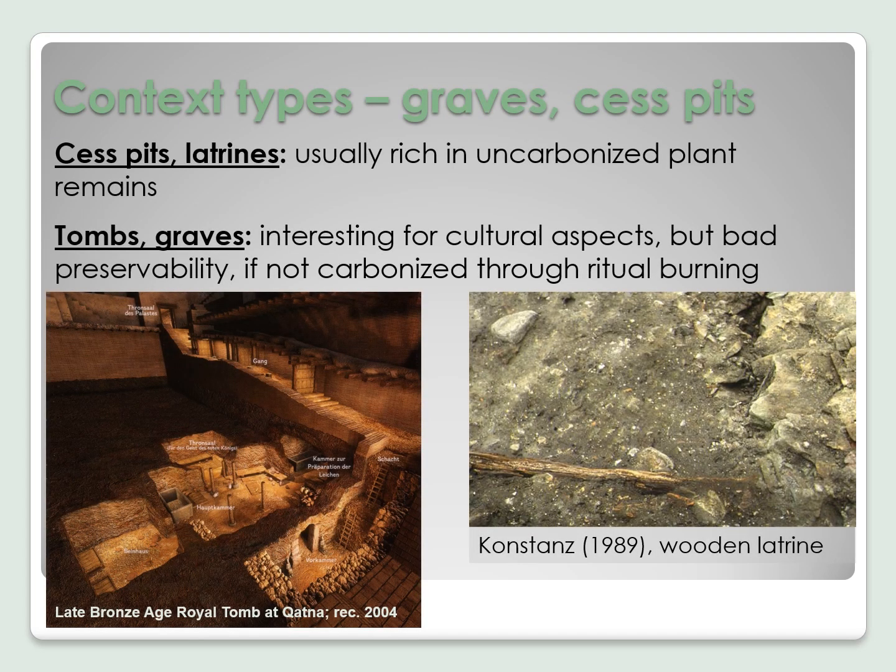Other more rare contexts are cesspits and latrines. If the water table did not considerably change throughout time, they can be very rich in uncarbonized plant remains and provide a nice information basis on what people were eating in the past. While tombs and graves are interesting for cultural aspects, they suffer from limited preservation chances for archaeobotanical remains, and often contain plant remains only when they have been carbonized through ritual burning.